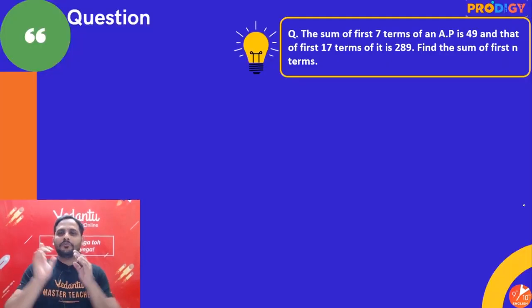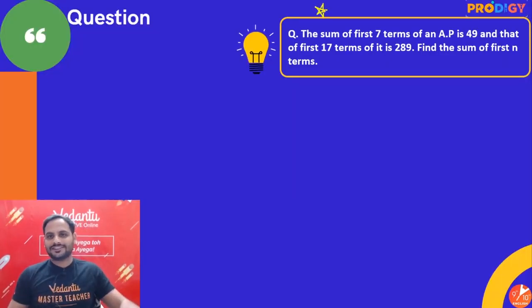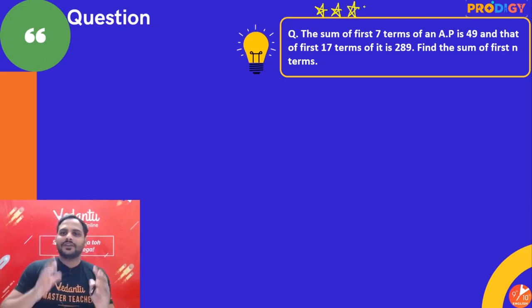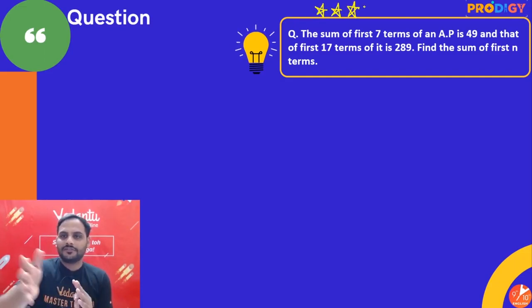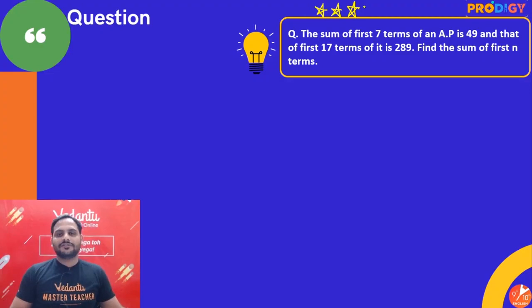Now look, important question, our star question. Question of the day. Sum of first 7 terms of an AP is 49 and the sum of first 17 terms is 289. Find the sum of first n terms.